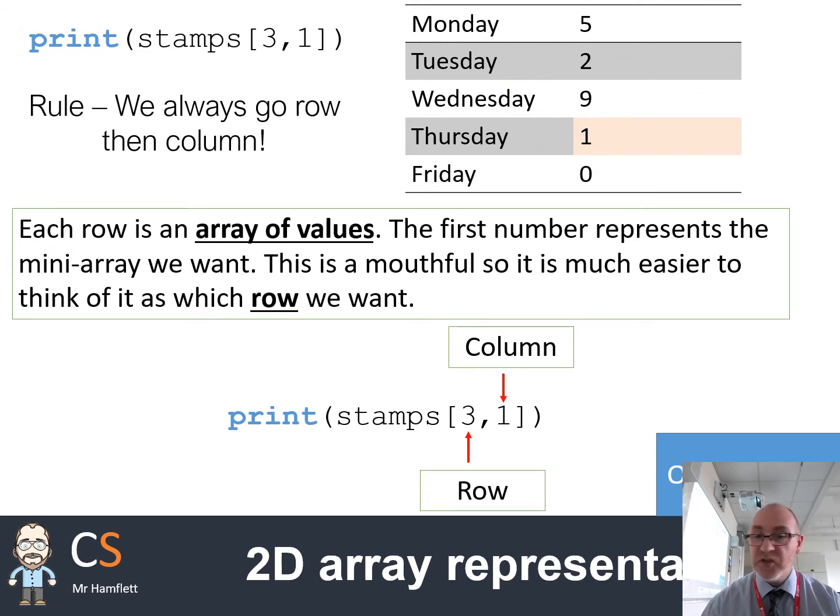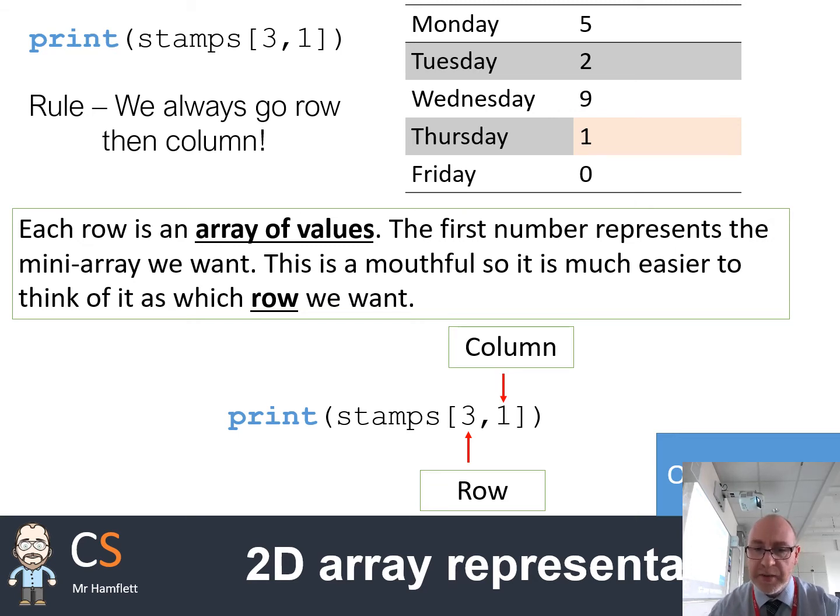So each row is a little mini array of values. The first number represents the mini array we want. It is a bit of a mouthful because that's technically what's happening, but to make life so much easier, we say row and column. What's the row, what's the column of the table I want to access? The first number is the row, the second number is the column, and that just makes life a lot easier.